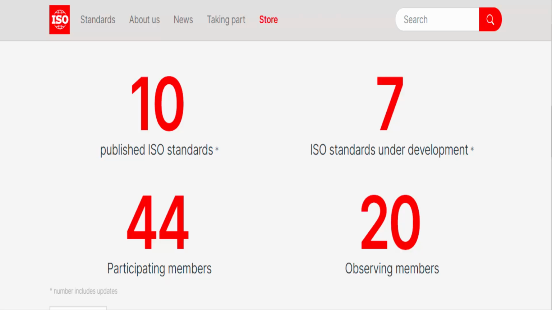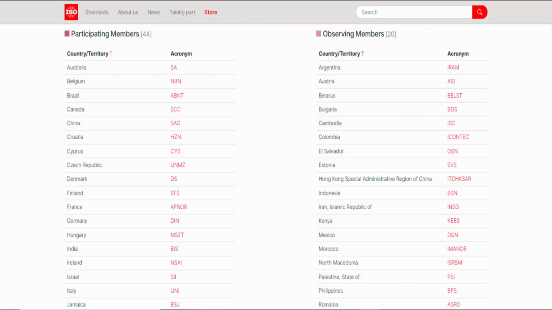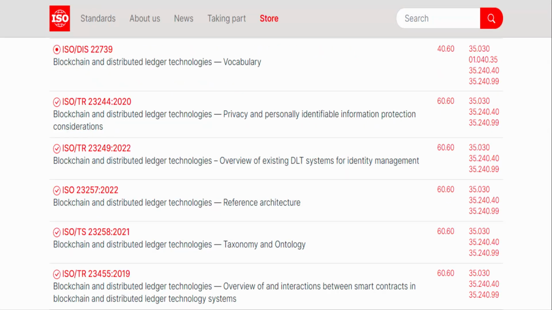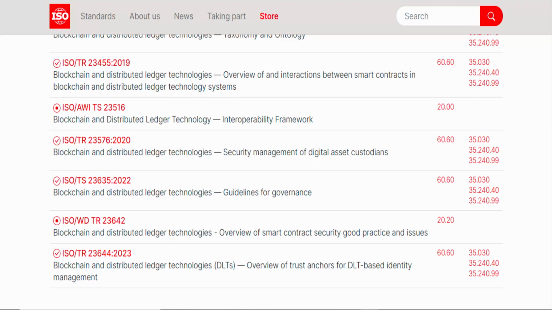There are currently 44 participating members and 20 observing members, all from different countries involved in ISO TC 307. The blockchain and DLT standards developed under ISO TC 307 cover a wide range of aspects such as interoperability frameworks, use cases, governance, smart contracts, NFTs, security, privacy, auditing DLT systems, and more.